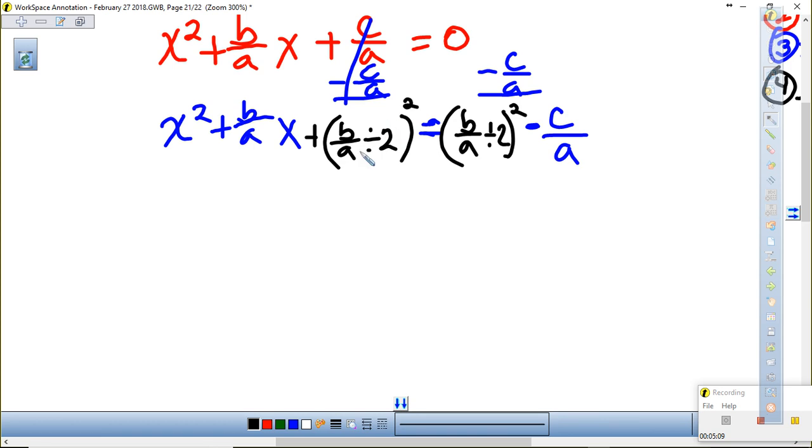Now I'm going to simplify this before we move on to the next step. So this becomes b over a times what?